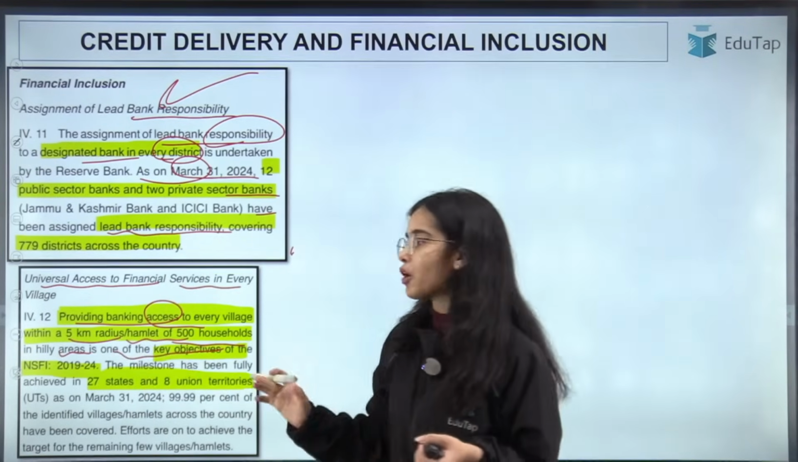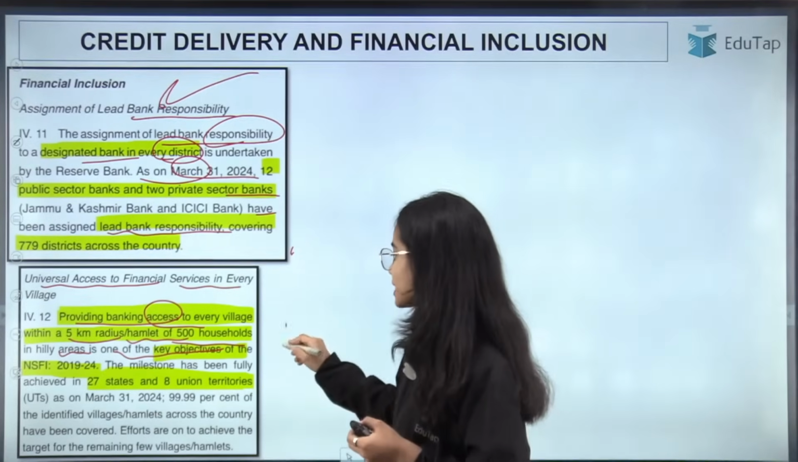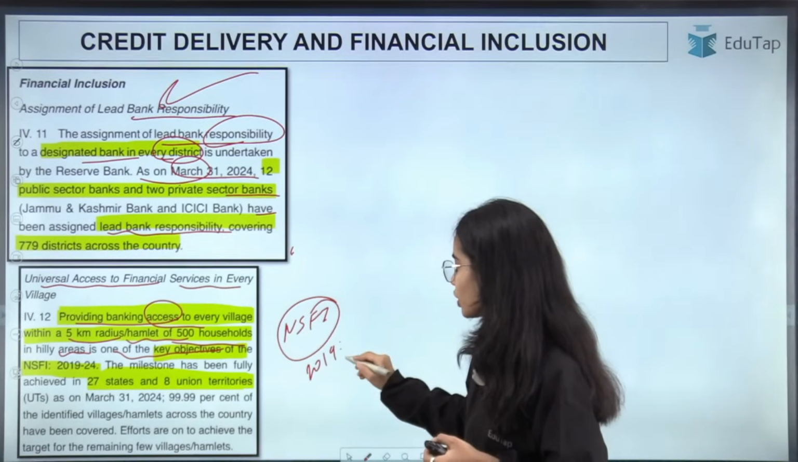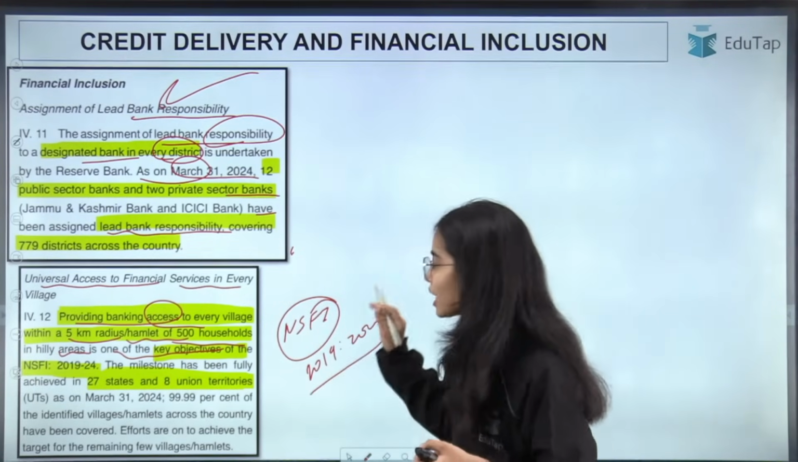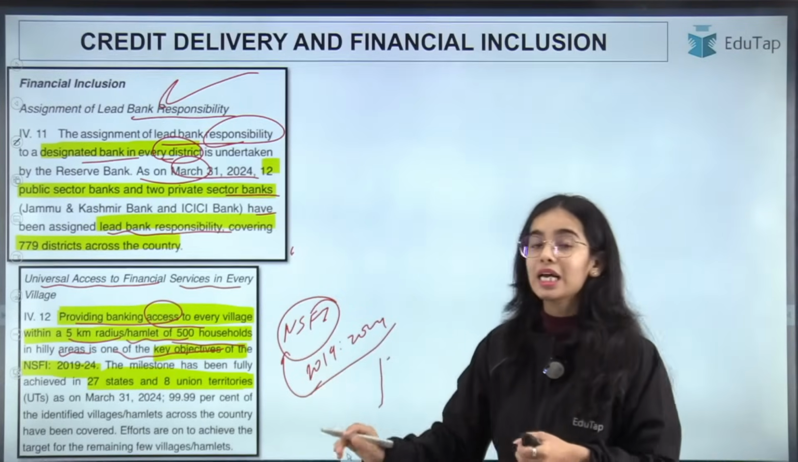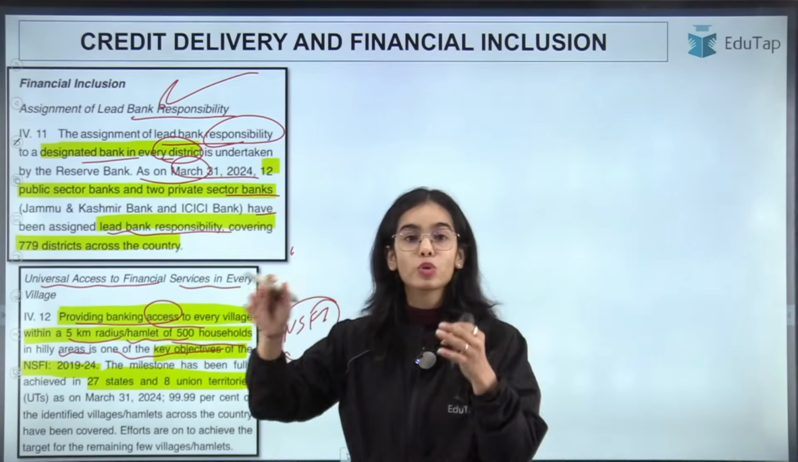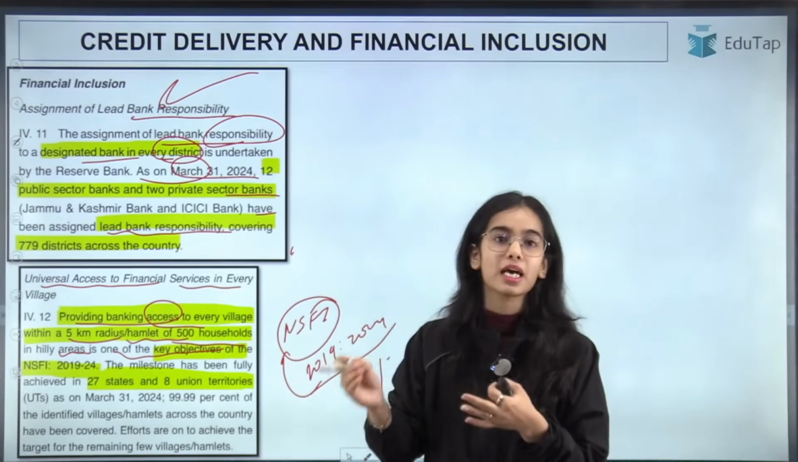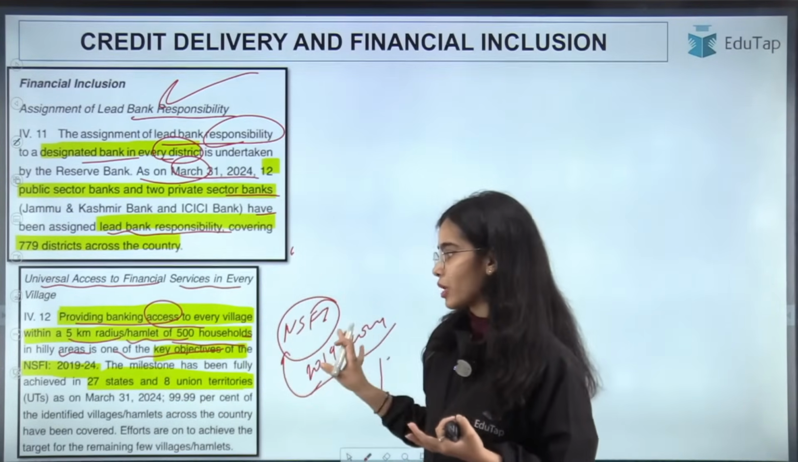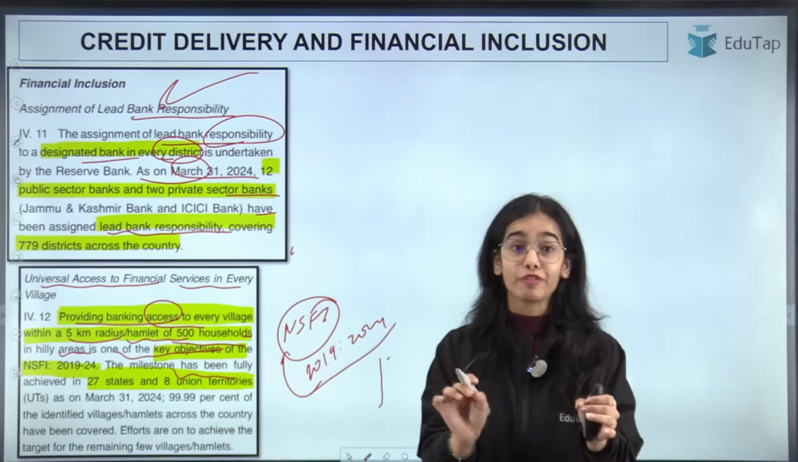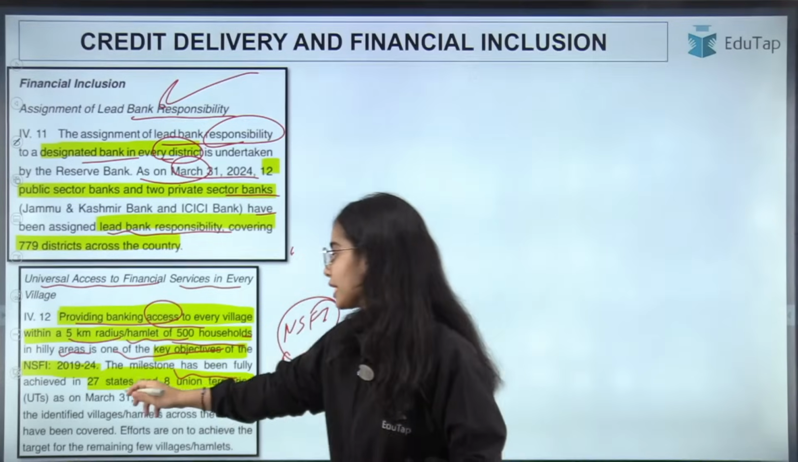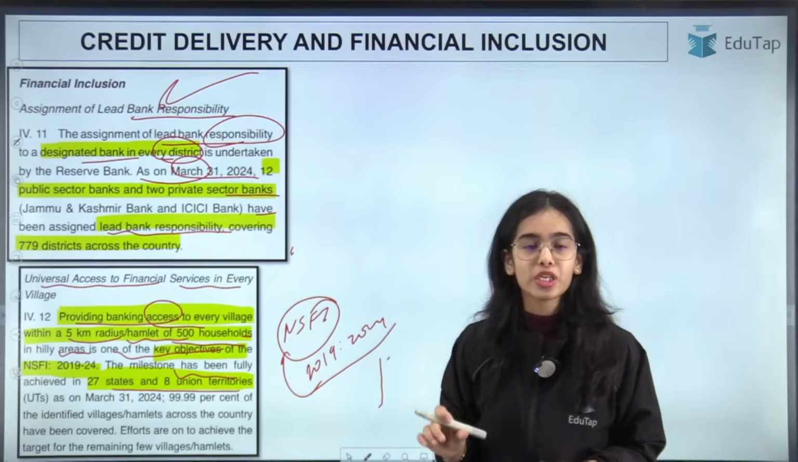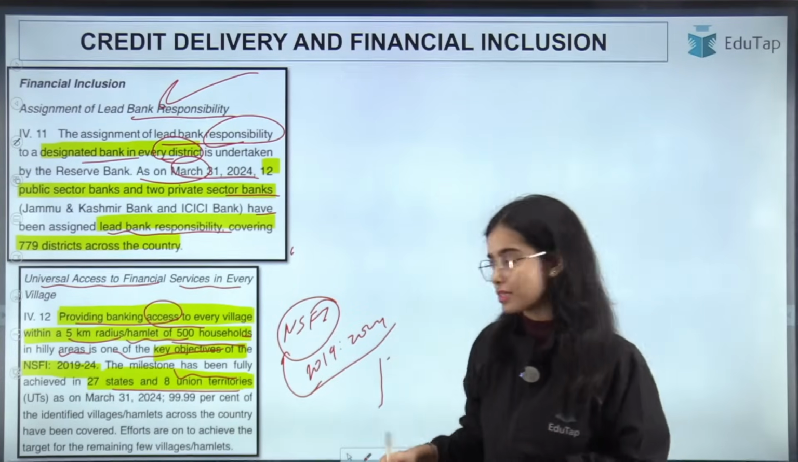This is one of the key objectives of the NSFI, the National Strategy for Financial Inclusion, which was prepared for 2019 to 2024. One of its main objectives is that we have to provide banking access to every village within a 5-kilometer radius, or for hilly areas, a hamlet of 500 households. The milestone has been fully achieved in 27 states and 8 union territories. If there is any question on financial inclusion, you can write this data point, right?